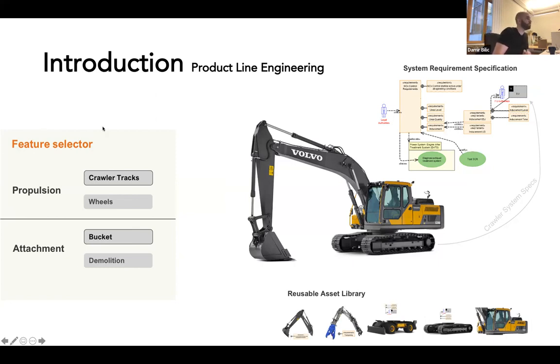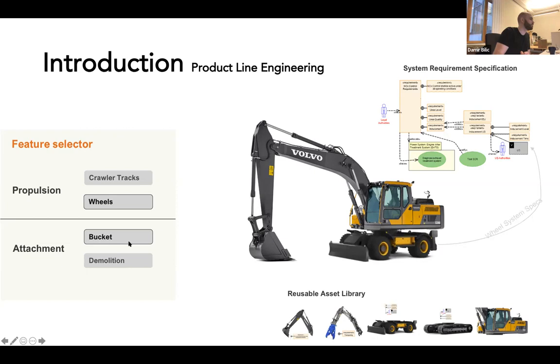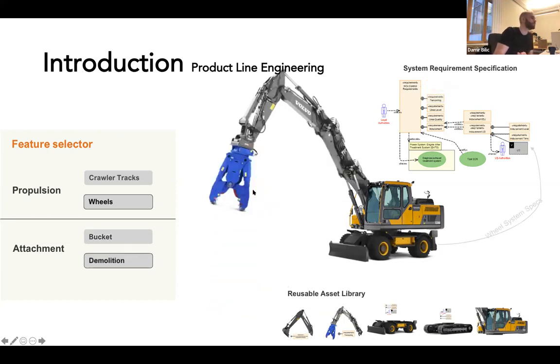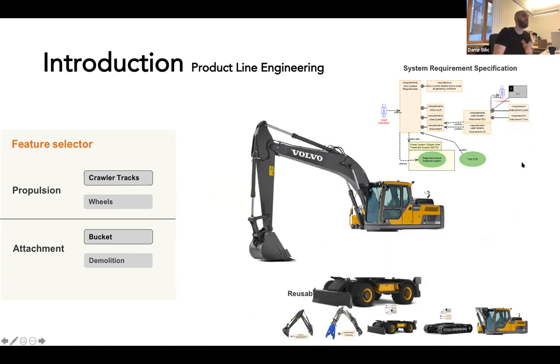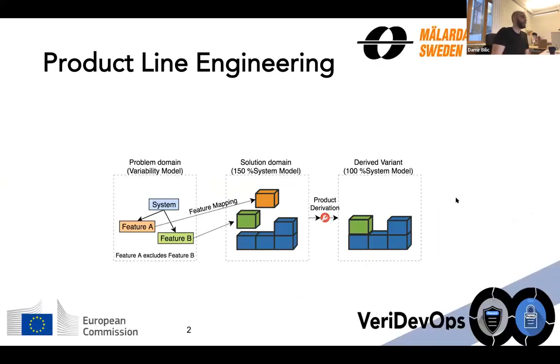And then you get a feature selector where you have options that you can change. We can change the propulsion and we can change the attachment. If you do this, the crawlers change to wheels, and we can get a demolition hand instead of a bucket. That also has to be specified in requirements. So if you look up here, these things are changing depending on what options you have. That's the idea behind product lines: building for reuse and then just configuring the final applications instead of building one by one.